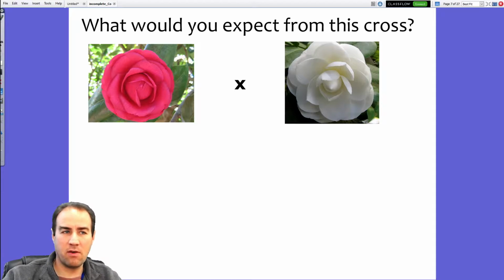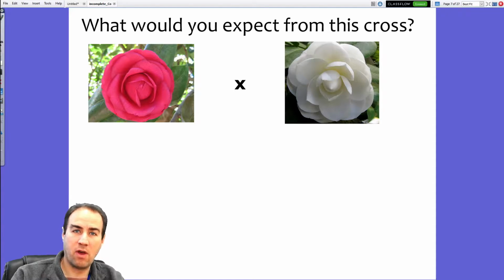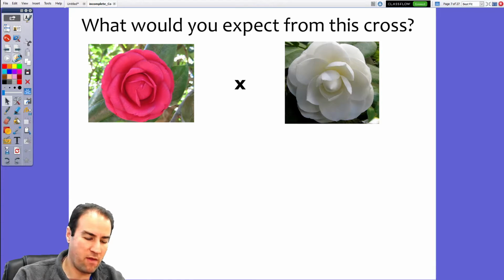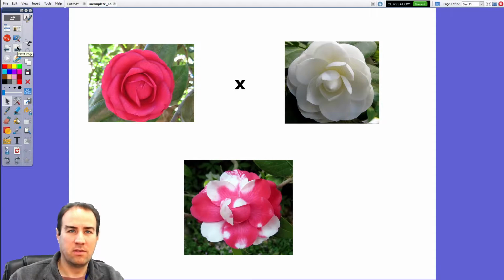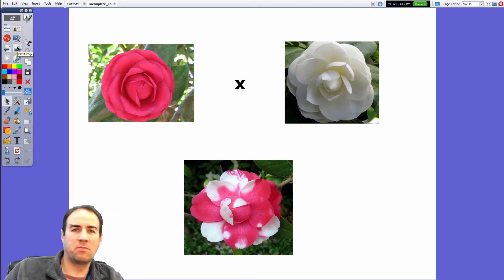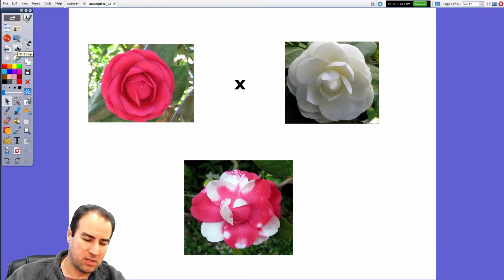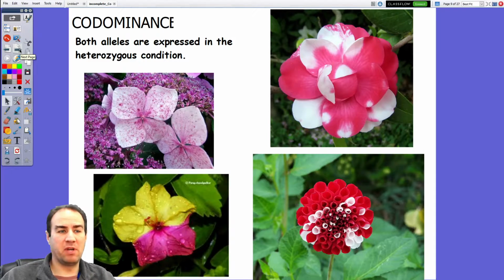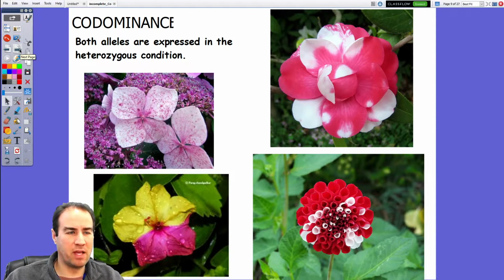And there is also a third possibility. I cross a red flower and a white flower, and we get a mixture of red and white. There's no pink there, just some spots are white, some spots are red. And so this is called codominance. And you see it mostly in plants, but there are some animals that you will see this in.